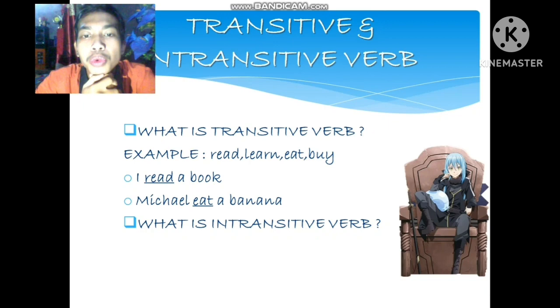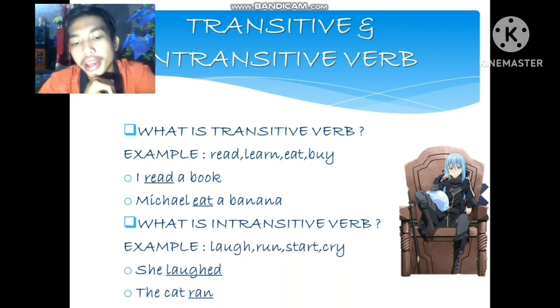The next is intransitive verb. The opposite of transitive verb, intransitive verb doesn't need an object in the sentence. The examples are run, cry, laugh, and others. The examples are she laughed, and the second is the cat ran. Laugh and run in here don't need an object like transitive verbs. If we just read she laughed and the cat ran, then it's a complete sentence.